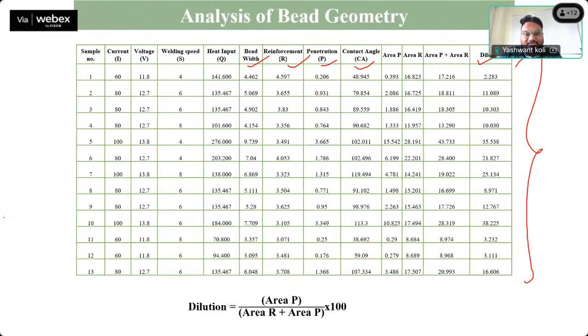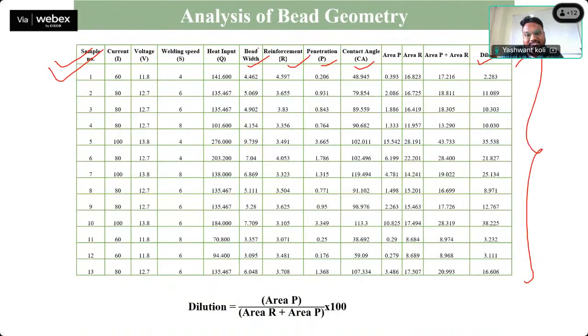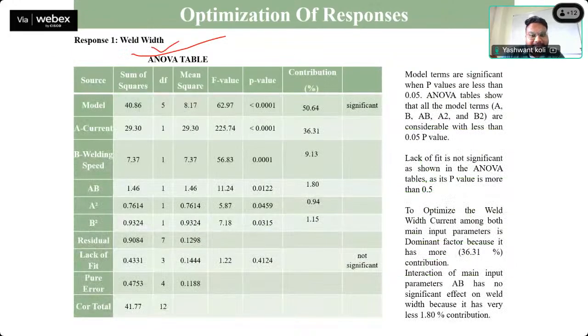So the hit and trial method is not there. We have to do everything completely. We have to optimize depending on the criteria, which we will see in the later slides. So for optimization of response, you can see this is the weld width. This is the first response, weld width, and the reinforcement is second. So the first response is weld width.